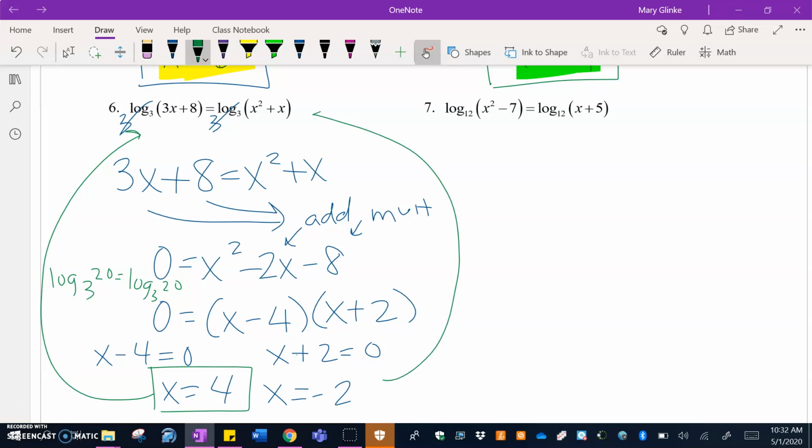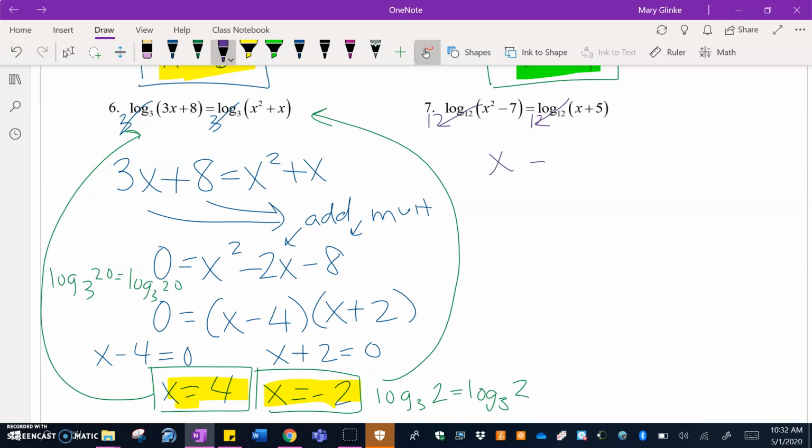Then we're going to plug in -2 and see if that one works. So we get log base 3 of 2 equals log base 3 of 2. That one ended up working too. So both of these then would be our answers. So let's go ahead and try this next one. We have log base 12, so we're going to exponentiate with a base of 12.